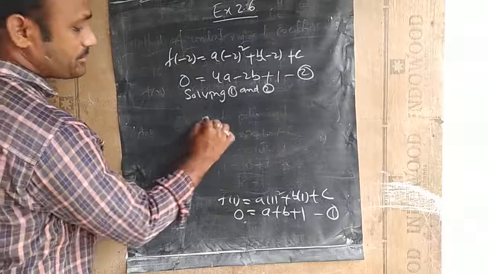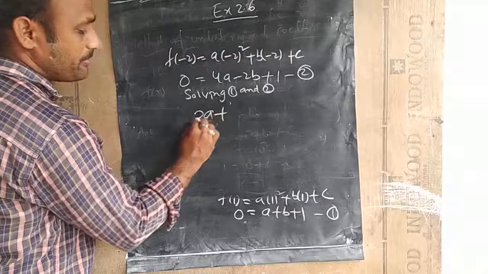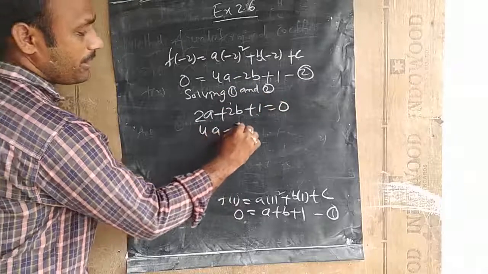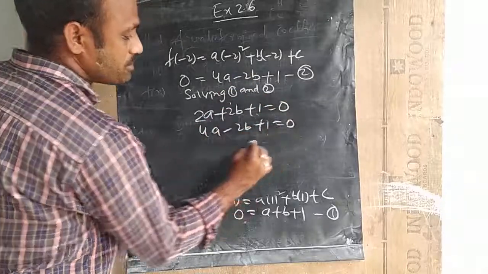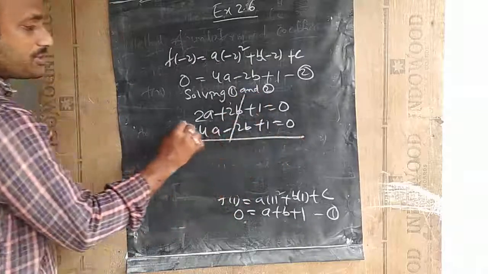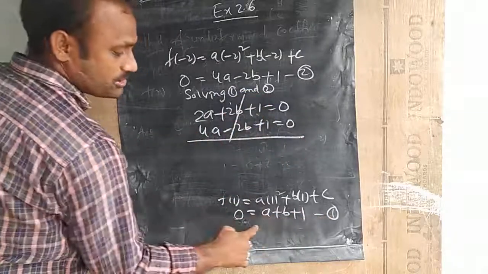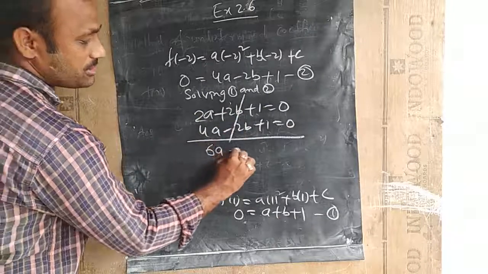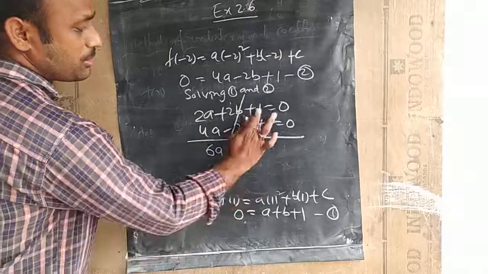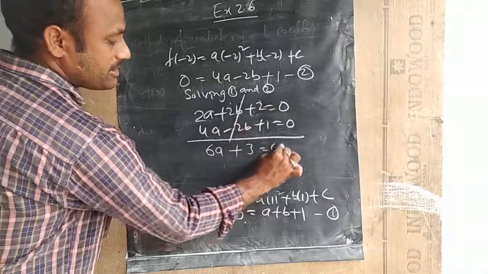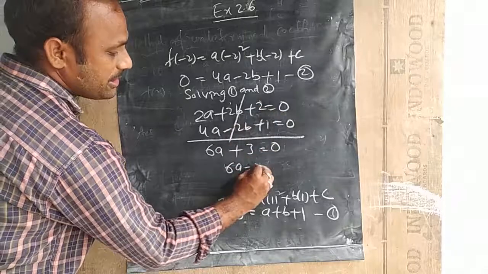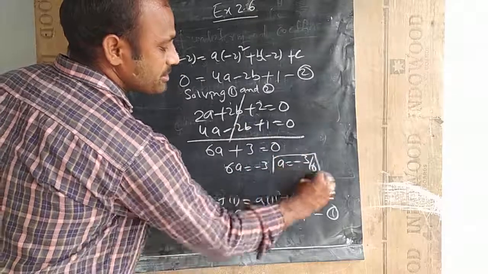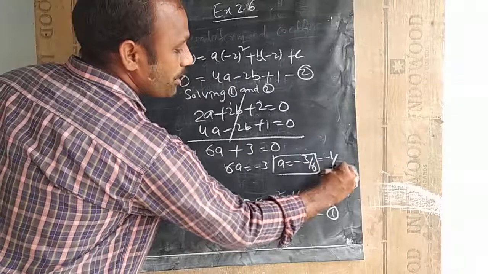So let us write the first equation here. We multiply it by 2: 2a plus 2b plus 1 is equal to 0. And 4a minus 2b plus 1 is equal to 0. I have multiplied the first equation by 2, students, so that's why it changed like this. So on addition, these two get cancelled. So 6a plus 2, that is 6a plus 3, is equal to 0. 6a is equal to minus 3. So a is equal to minus 3 by 6, which is minus 1 by 2.